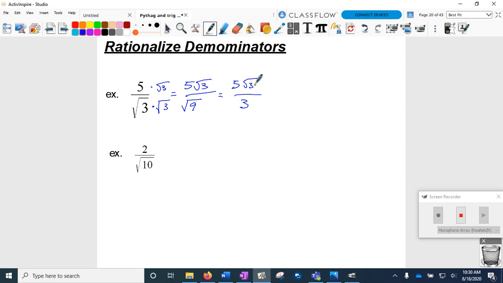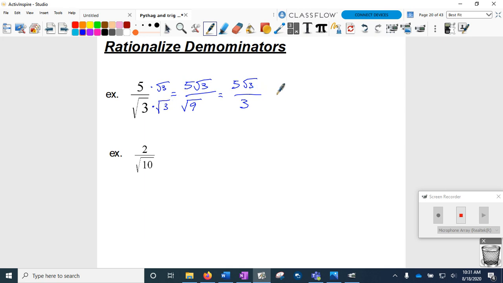When we've written this, we have rationalized the denominator. We've taken that denominator from being under a radical that we didn't like to having the denominator be a number that's not under a radical. Again, the process was, since we didn't want this under a radical, we gave it a buddy. We multiplied straight across in the numerator, straight across in the denominator.